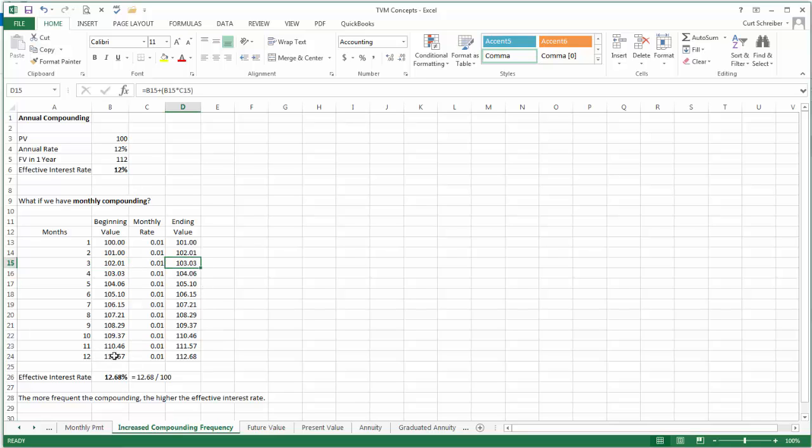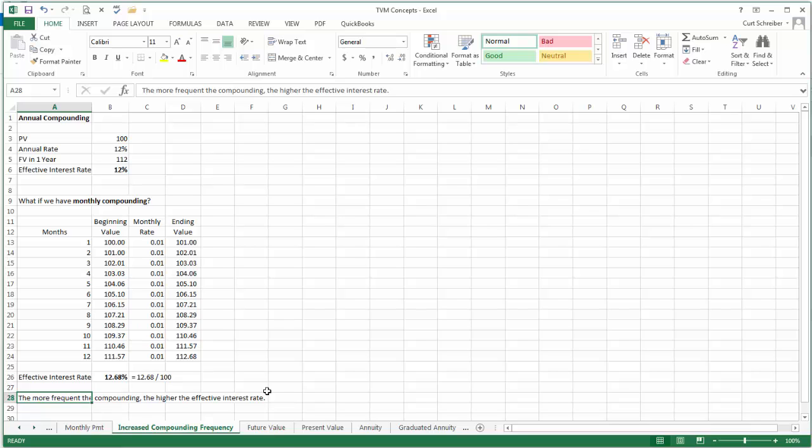And if we keep working this way, at the end of 1 year or 12 months, we will have $112.68. And so therefore, our effective interest rate is 12.68% rather than the 12% identified earlier. So the idea is the more frequent the compounding or discounting, the higher the effective rate of interest.